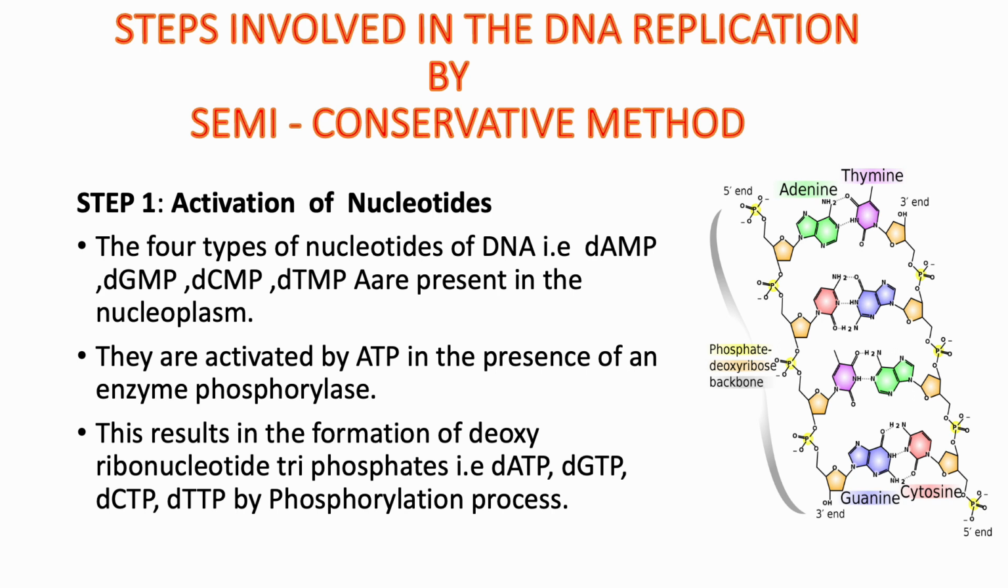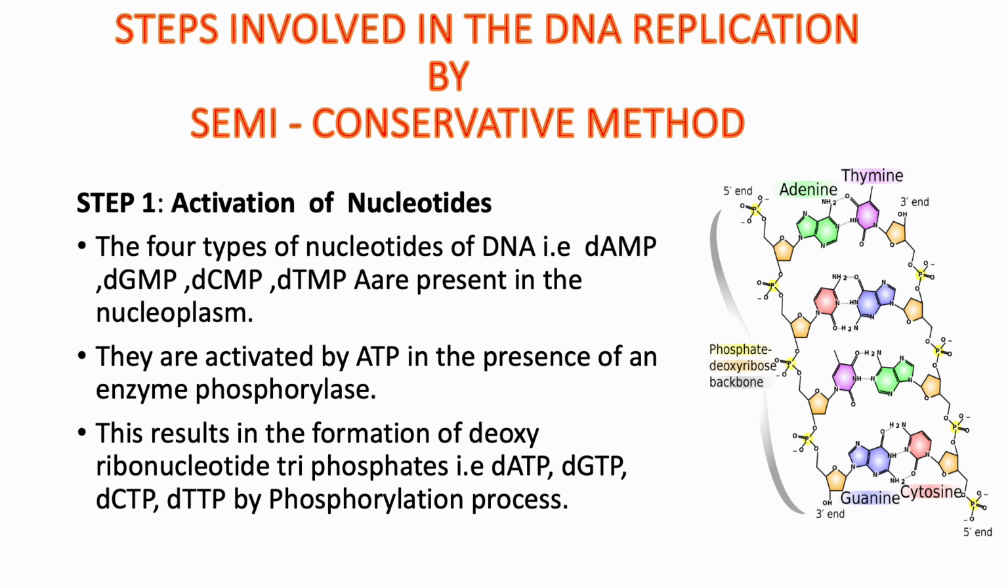Now, coming to the main process or the mechanism of DNA replication, which is by the semi-conservative method. The steps involved in the process, the first one being activation of nucleotides. The four types of nucleotides of DNA, that is dAMP, dGMP, dCMP and dTMP, are present in the nucleoplasm, that is adenine, guanine, cytosine and thymine. They are activated by ATP in the presence of the enzyme phosphorylase.